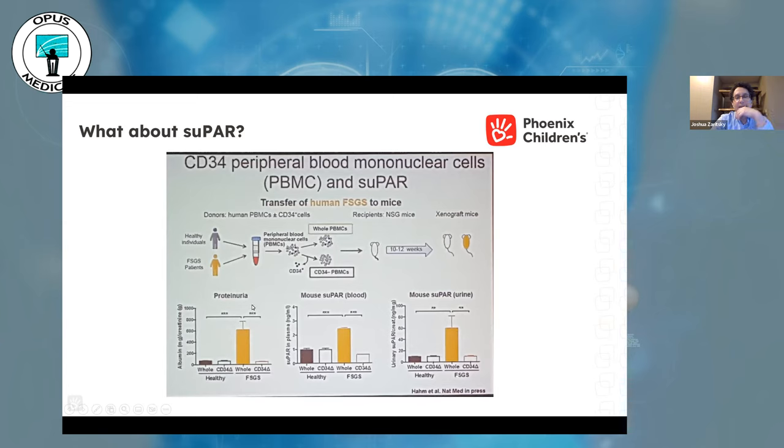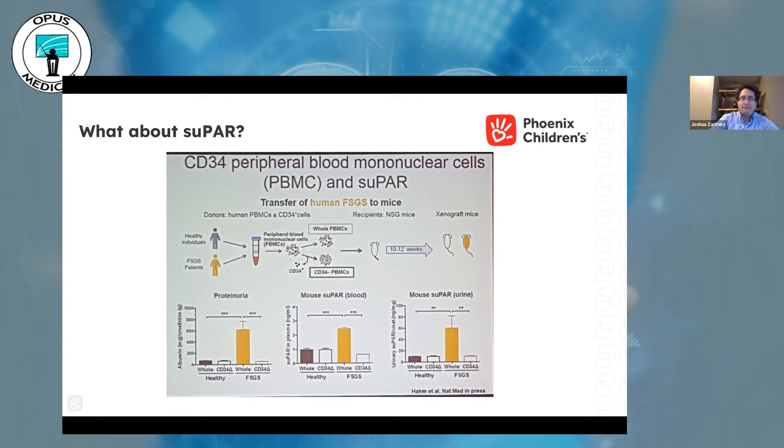And you can see when they looked at these mice, obviously they had tremendous amounts of proteinuria, and they also had high levels of suPAR, much like we saw in humans with FSGS. I show this more just to show you that we're getting there with being able to study animal models of FSGS.